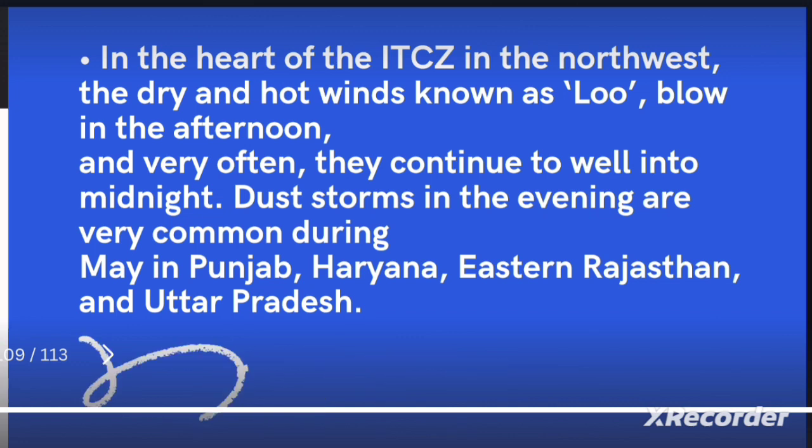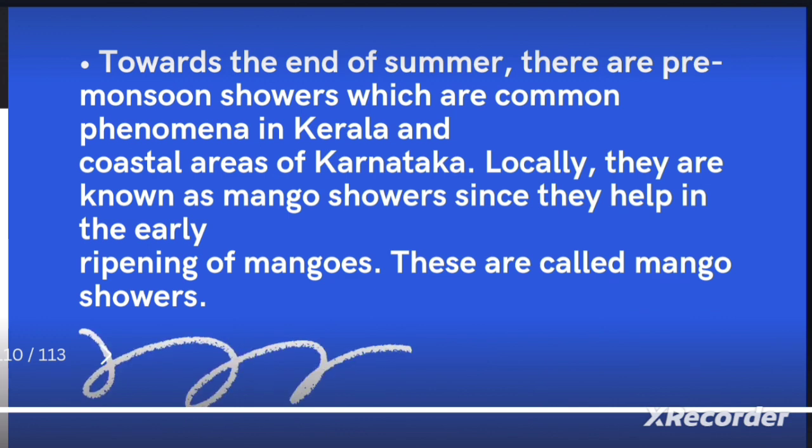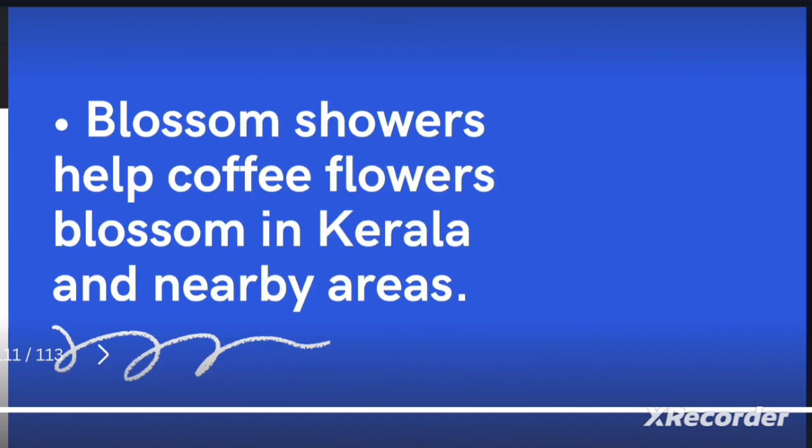Dust storms in the evening are very common during May in Punjab, Haryana, Eastern Rajasthan and Uttar Pradesh. Towards the end of the summer, there are pre-monsoon showers which are common phenomena in Kerala and coastal areas of Karnataka. Locally, they are known as mango showers. Since they help in early ripening of the mangoes, these are called mango showers.